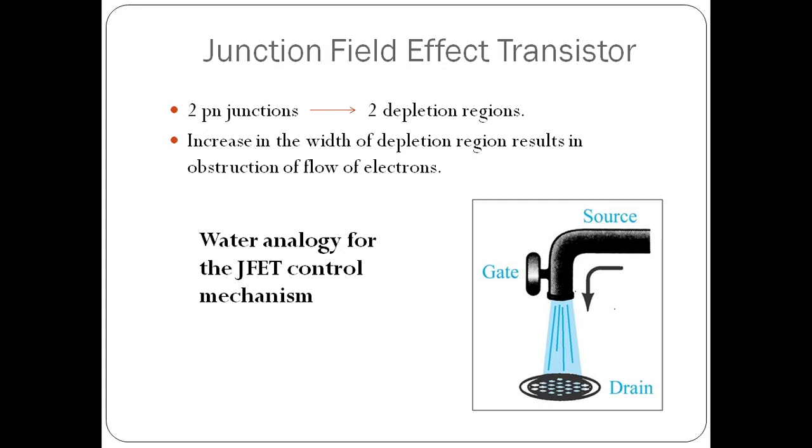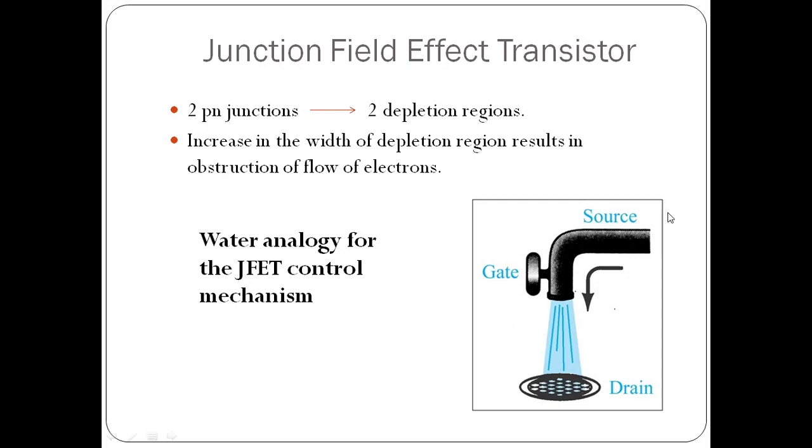Let us first look into the water analogy for the JFET control mechanism. Here we can see a picture of a water tap or a spigot. This is the water tap. Here we see its knob. Here is the sink. Let us say that the knob represents the gate terminal, the sink represents the drain terminal, and the tap as a whole represents the source terminal.